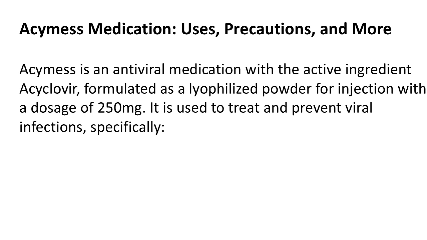Acymess medication uses, precautions, and more. Acymess is an antiviral medication with the active ingredient acyclovir, formulated as a lyophilized powder for injection with a dosage of 250 mg. It is used to treat and prevent viral infections, specifically.